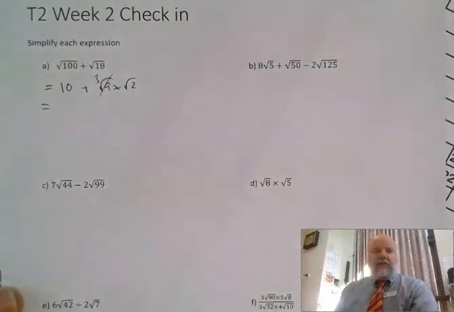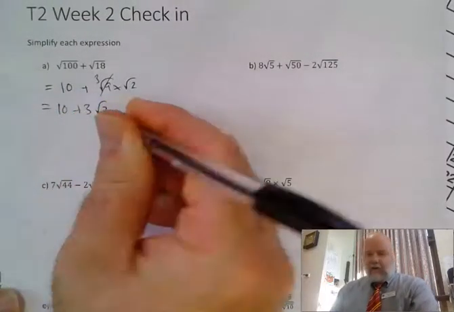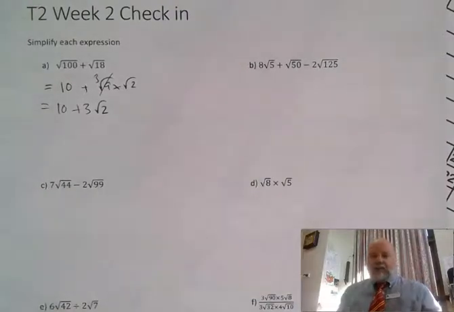Now we can't add those together because one's a 10 and one's a root 2. So we simply write 10 plus 3 root 2 and we leave it like that. We can't group those together. It's like adding x's and y's. You can't add them together because they're not like families.